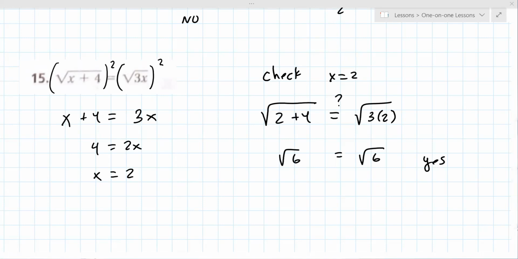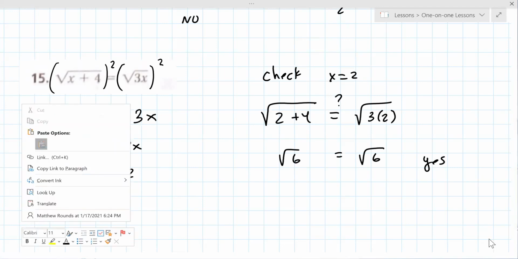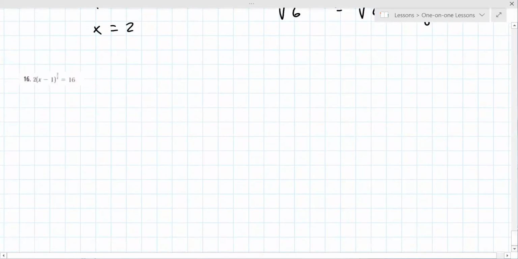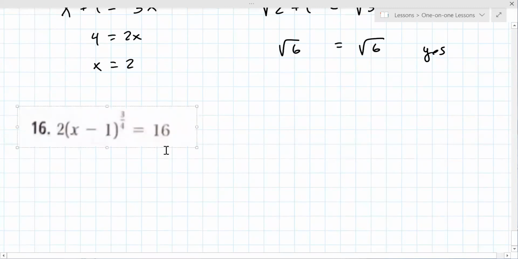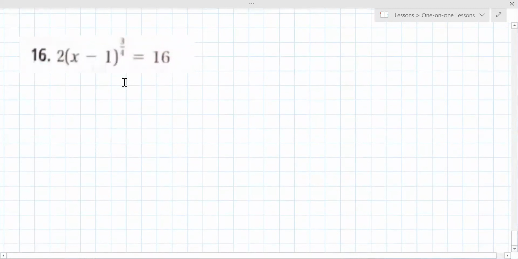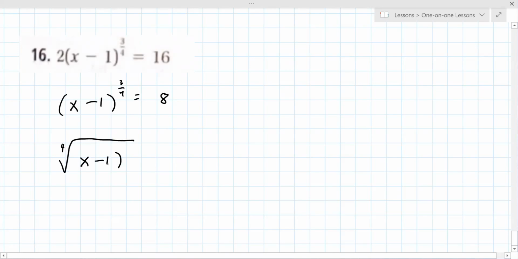16. Make this a little larger here. Okay, you have this 3/4 power here, and I mentioned this last time. It's good to write, and it only applies to this x minus 1. So let's get rid of that 2 by dividing by it. So you can divide both sides by 2 to get 8. So this is saying that it's the 4th root of x minus 1 cubed. Is that okay? Yeah, I remember that.